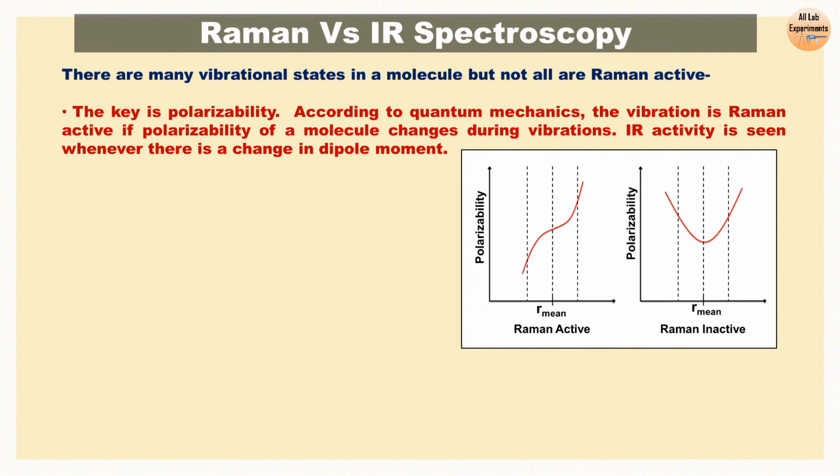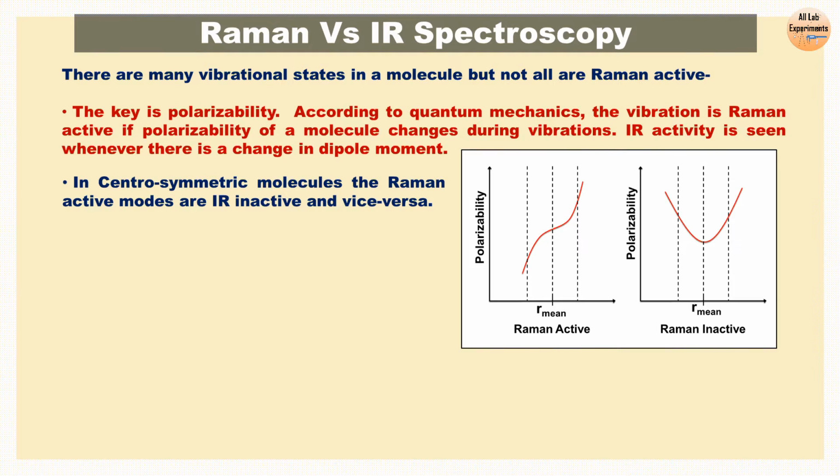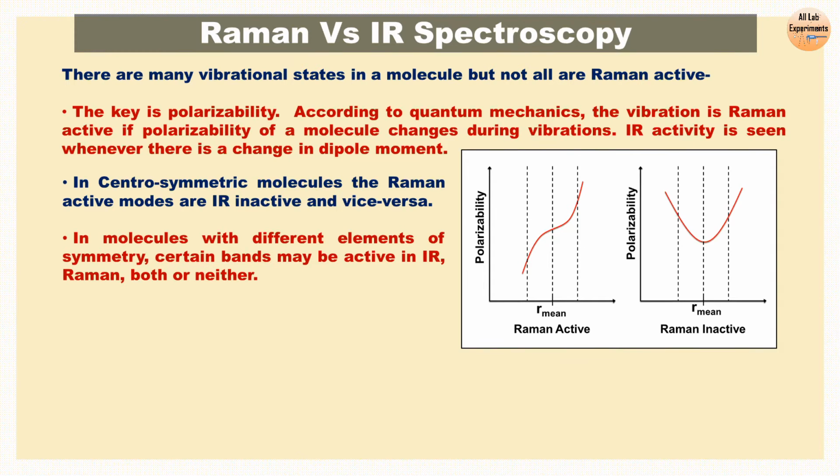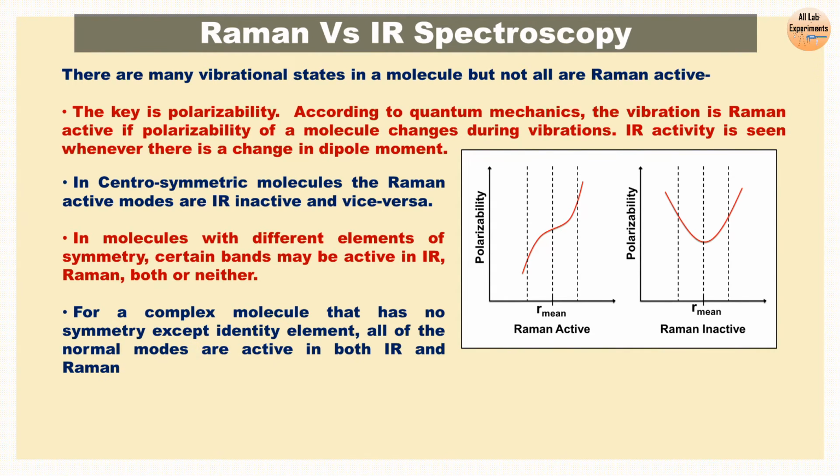From the point of view of IR and Raman, in centrosymmetric molecules the Raman active modes are IR inactive and vice versa. So you will have to analyze both if you want to know about all possible vibrational energy levels. In molecules with different elements of symmetry, certain bands may be IR active or inactive, so a variety may occur, but in a complex molecule where you don't find any symmetry, you may find both IR and Raman active, but their activity may differ in different cases.